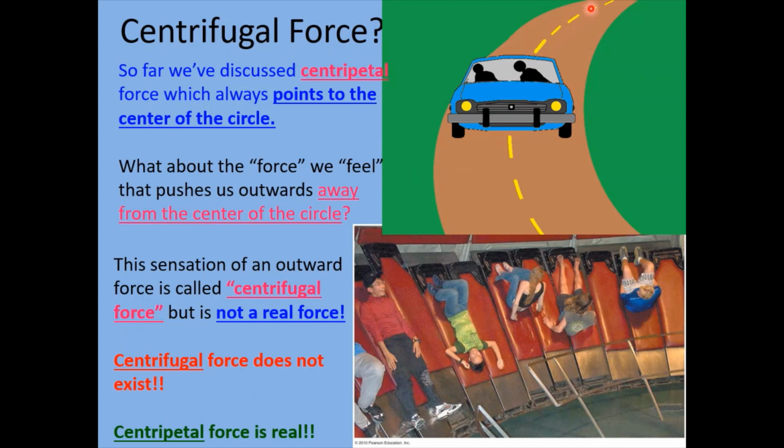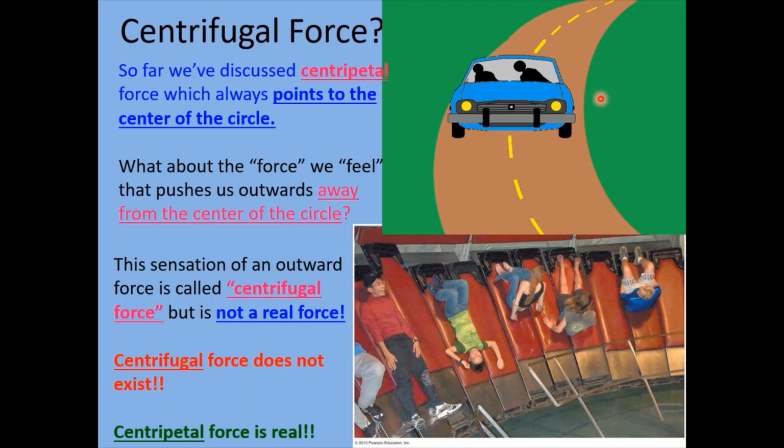Let's say you're driving your car around a sharp turn like this. You'll notice that everything in the car, including the driver and, if you had a cup of coffee sitting up on the dashboard, everything seems to be pushed out to the outside of the circle. Your coffee cup would slide to the outside of the circle. The inside of the circle is over here, the center of the circle.